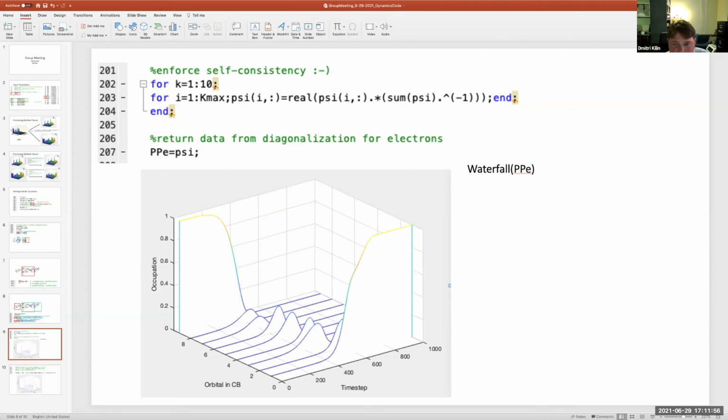Any other questions? K and k max is different. Here in the next for loop, i equal to 1 to k max. That k max is different. Yes, k max is count of orbitals. So we should apply this normalization to each orbital. Okay.